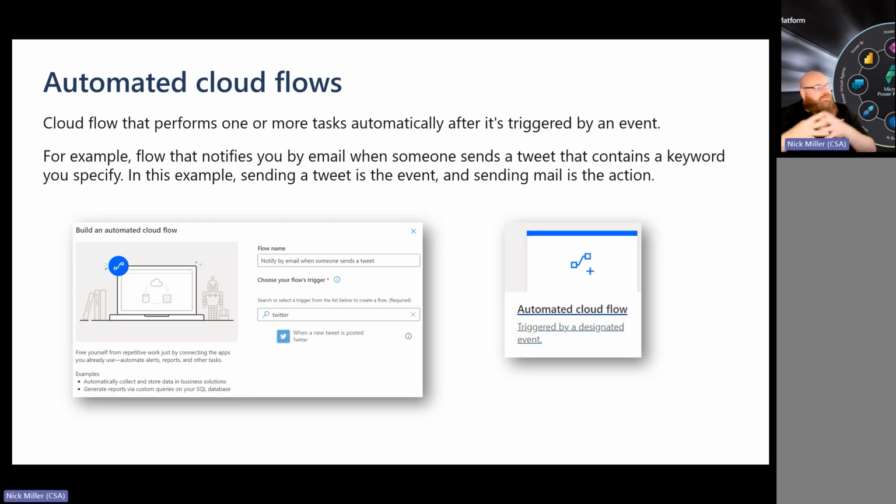So automated flows start by triggering on some type of event. So in this example, you'll see here, now we know that Twitter has been renamed to X, but it triggers when a new tweet is posted and it's monitoring a specific Twitter page, right? Or an X page or whatever.